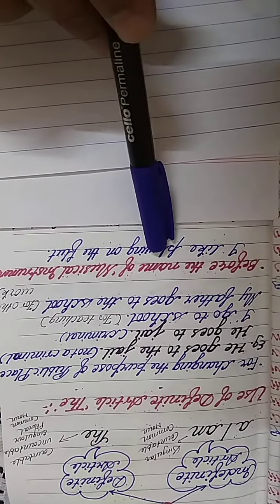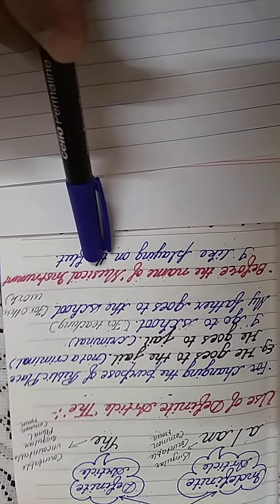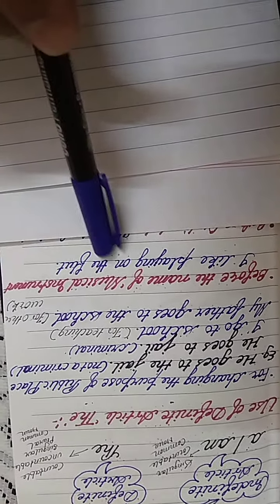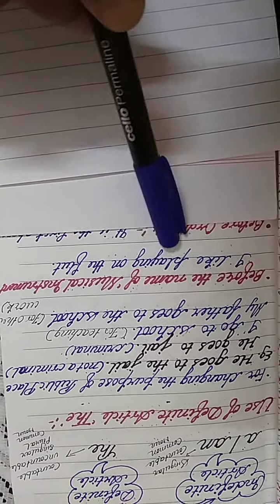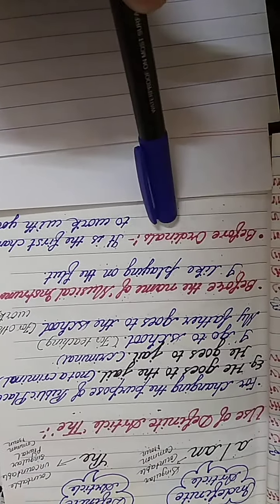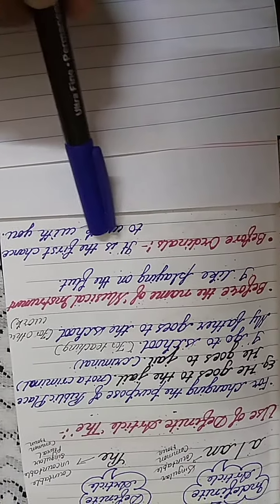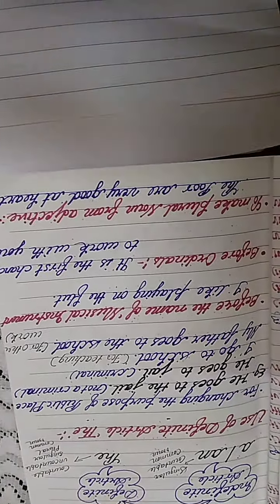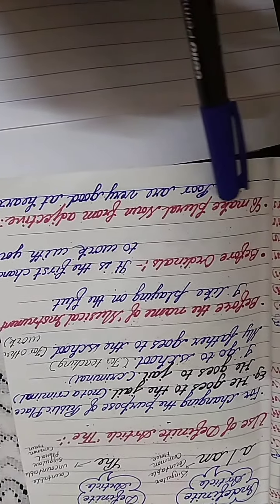The is also used in front of all the musical instruments. For example, I like playing on the flute. I like playing on the tabla, etc. The is used also before ordinals. Ordinals means first, second, third, fourth, wherever you say, you must use the. It is the first chance to work with you.